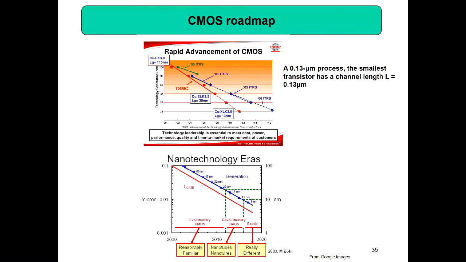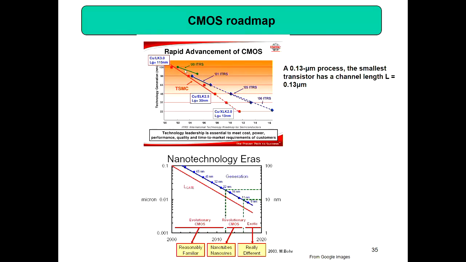So, the CMOS roadmap. Around 2000, the technology was 130 nanometer, or people said 0.13 micrometer, which is equal to a 130 nanometer process. The smallest transistor has a channel length around 0.13 micrometer. Just after 2000, the process technology, the width between drain and source, was around 130 nanometer.